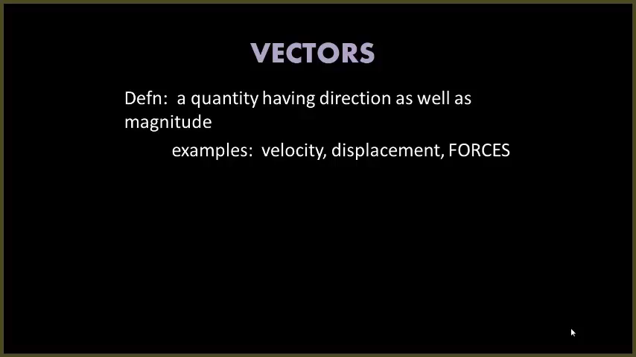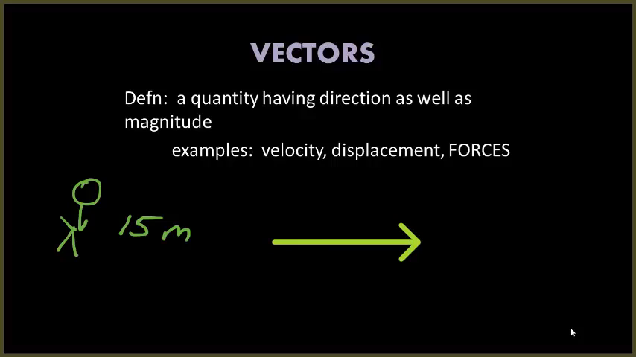Let's look at the example of a displacement vector. Okay, so let's say that I was going to walk 15 meters to the right. The way that I would show that as a vector is to draw my arrow to the right a specific length. Now this specific length I'm picking to be 15 meters.